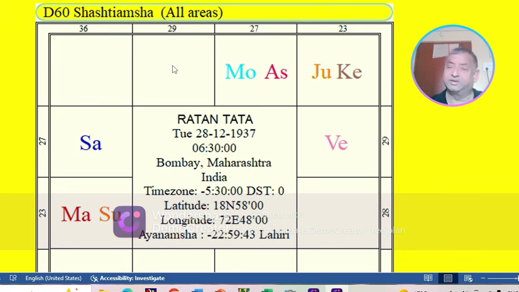Now from Karakamsha Lagna, we have to find out the 11th house. Karakamsha Lagna is Aries, so the 11th house is Aquarius. Who is the lord? It is Saturn. Saturn is in the 11th house itself. So the 11th house is also immensely strong. So he had massive wealth.